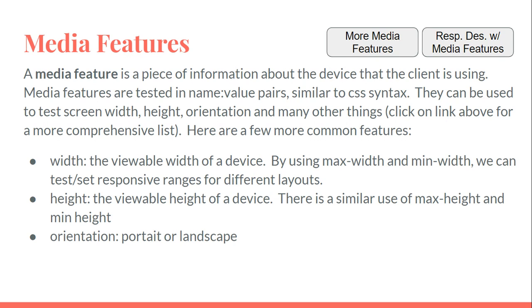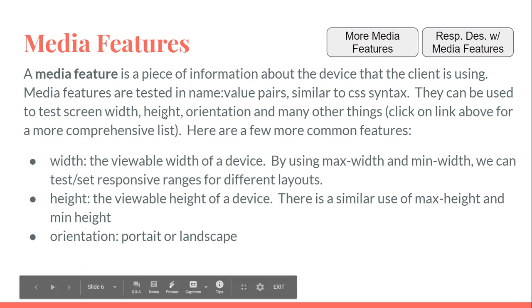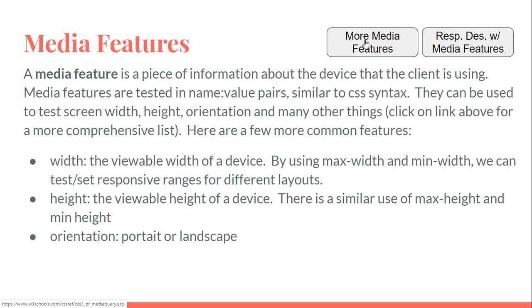The next piece is media features. That's pieces of information about the device that the client is using. We also often test them in value pairs, similar to a CSS syntax. We can look at screen width, screen height, orientation, and there's a whole comprehensive list. If you click on right here for media features, you can see how that's done. And then most commonly, we work with things like width, where we talk about the max width and min width to set conditions, or the height, or even the orientation, portrait, and landscape. This link up here takes you to a really good example of doing responsive design using media features.